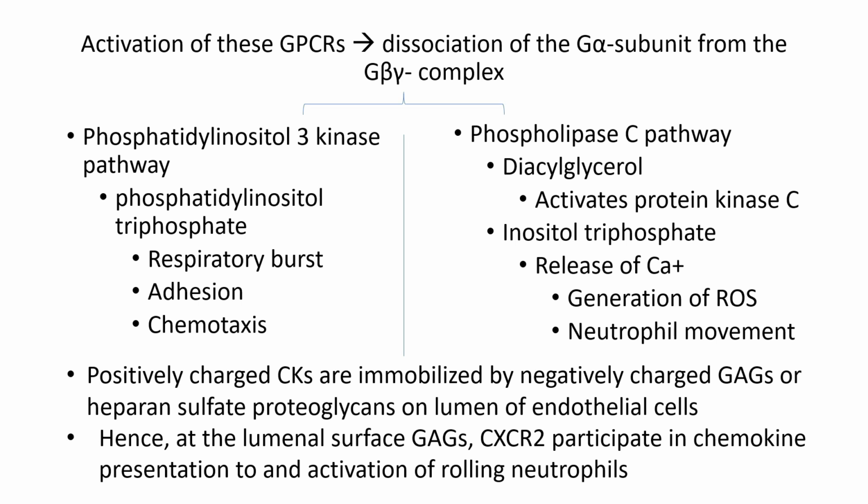Chemokines are positively charged particles and they are immobilized by negatively charged glycosaminoglycans or heparan sulfate, which is present on the luminal endothelial cells. Hence, at the luminal surface, glycosaminoglycans and even chemokine receptors participate in chemokine presentation, which leads to activation of rolling neutrophils.